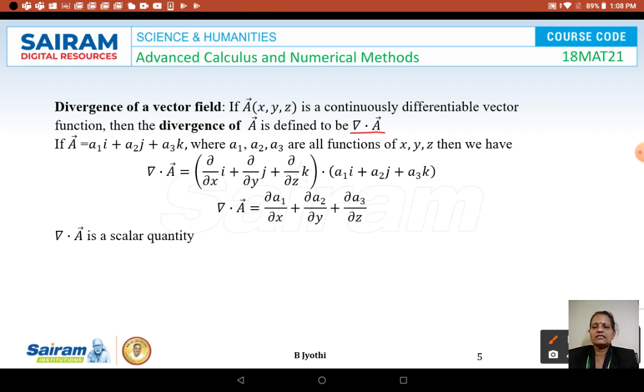If A is a vector given by a1 i plus a2 j plus a3 k, where a1, a2, a3 are all functions of x, y, z, then we have del dot A is equal to dou by dou x i plus dou by dou y j plus dou by dou z k dot a1 i plus a2 j plus a3 k. So del dot A is given by dou a1 by dou x plus dou a2 by dou y plus dou a3 by dou z, and this del dot A is a scalar quantity.